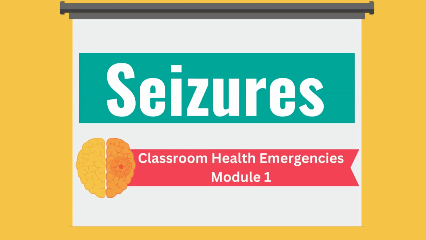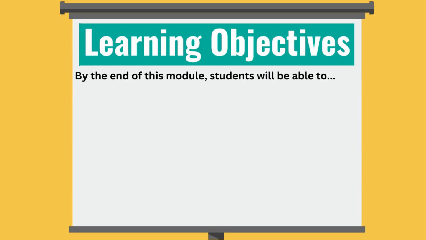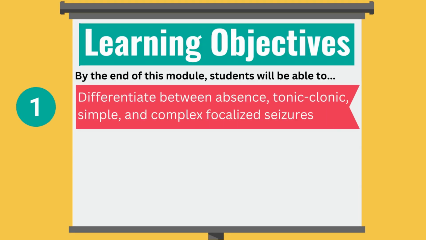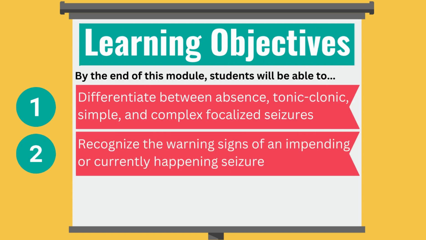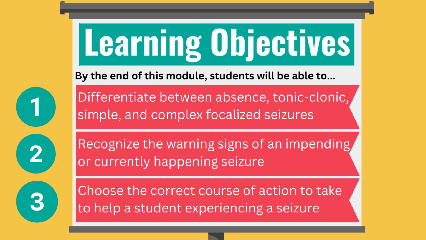Welcome to Module 1 of your Classroom Health Emergencies course. In this module, you will learn how to differentiate between the 4 different types of seizures, how to recognize the different warning signs for each, and what the correct course of action to take is in order to help a student experiencing a seizure in your classroom.